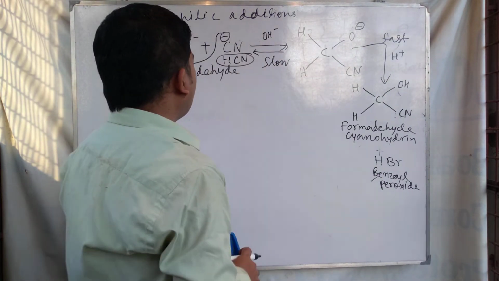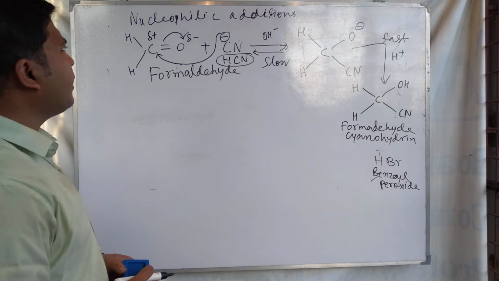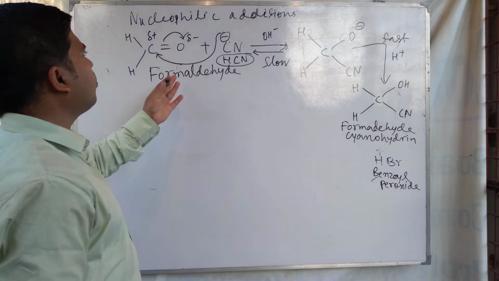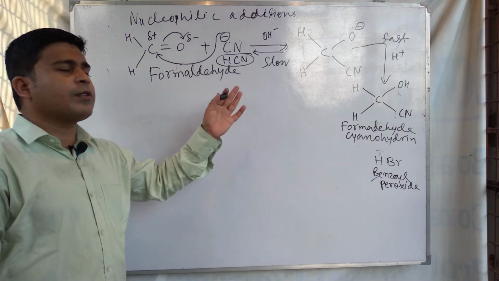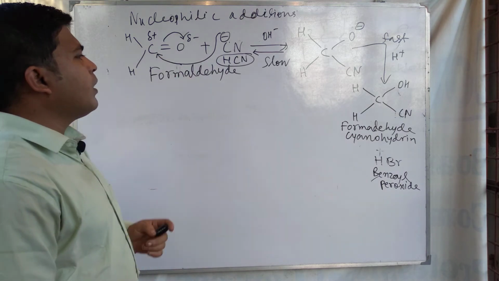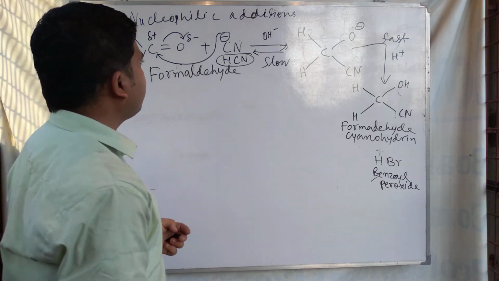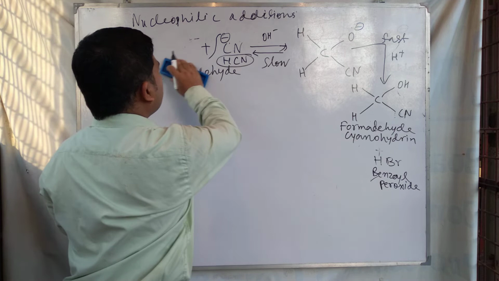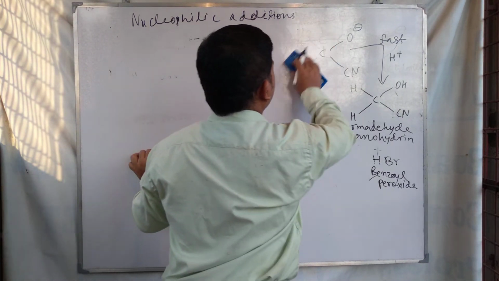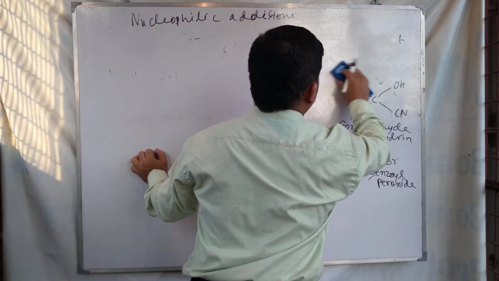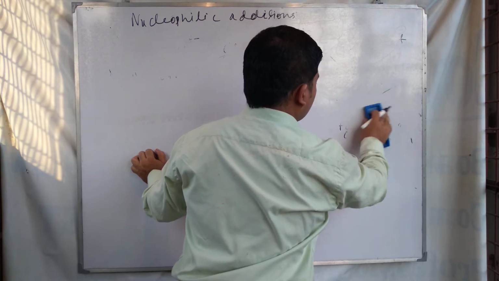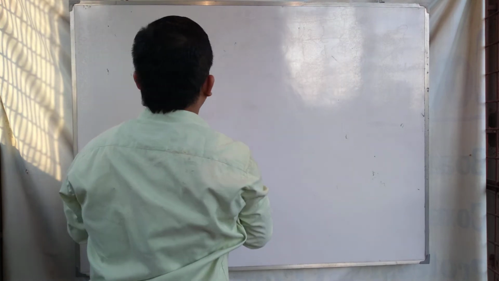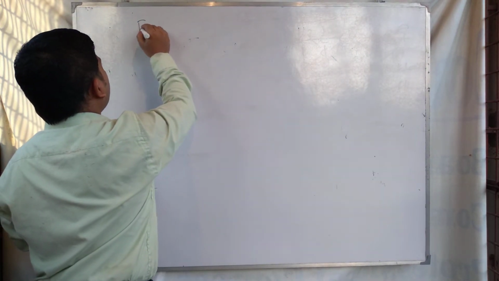Next, we discuss the third type of addition reaction. This is the mechanism of nucleophilic addition reaction, it is one example of nucleophilic addition reaction. In nucleophilic addition reaction, the nucleophile will attack first, then the electrophile adds up to the molecule. So next our example is free radical addition reactions.